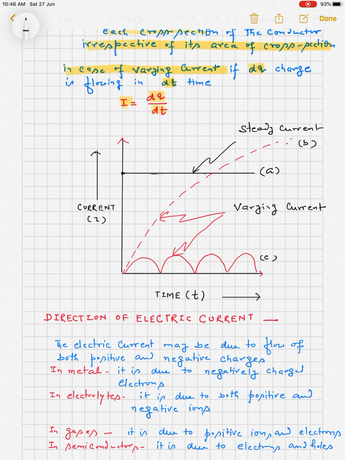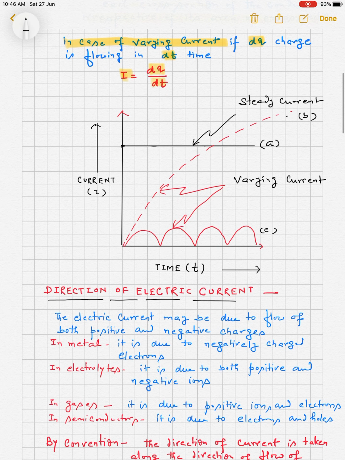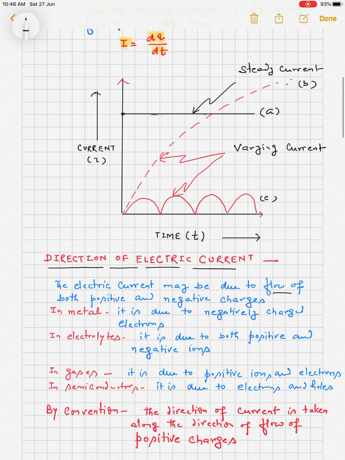Now the important thing is direction of electric current. The electric current may be due to the flow of both positive and negative charges. So charge may be positive and negative. Now one by one we consider. In metal, it is due to negatively charged electrons, while in case of electrolyte it is due to both positive and negative ions. In gases, it is due to positive ions and electrons. In semiconductors, it is due to electrons and holes.